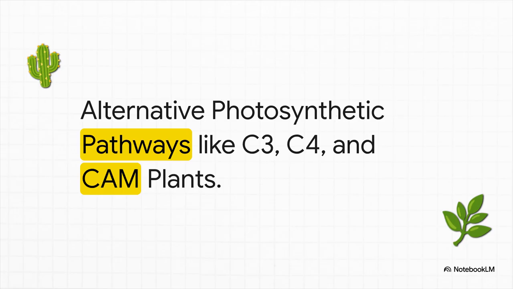But I want to leave you with a provocative thought. What happens if a plant lives in a harsh, scorching desert? If it opens its stomata to let carbon dioxide in during the day, it might lose all its water, dry out, and die. So how do those plants survive? Well, that is exactly what we're going to uncover in our next lesson on alternative photosynthetic pathways, where we'll look at C3, C4, and CAM plants.